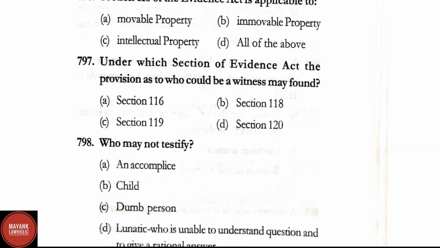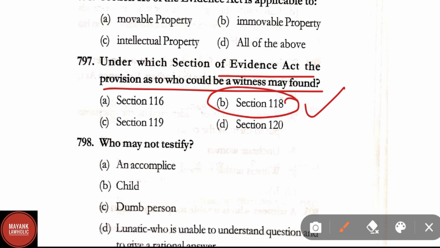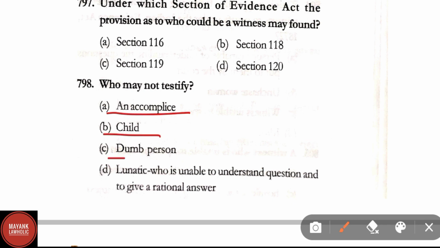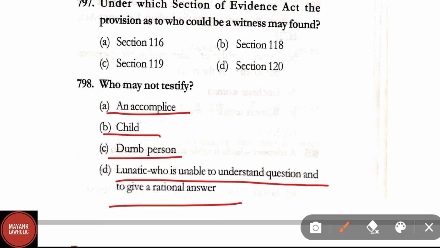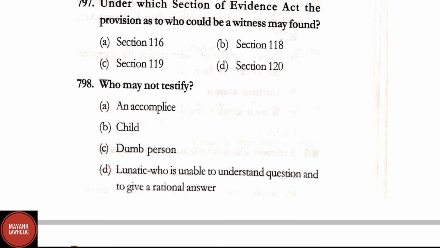Question number 797. Under which section of the Evidence Act may a provision as to who could be a witness be found? Correct answer here is option B, that is section 118. Question number 798. Who may not testify? Option A, an accomplice, child, dumb person, lunatic who is unable to understand the questions and to give rational answers. In this question it has been asked who may not testify. Option D here is the right answer. A lunatic who is unable to understand questions and to give rational answers cannot testify.